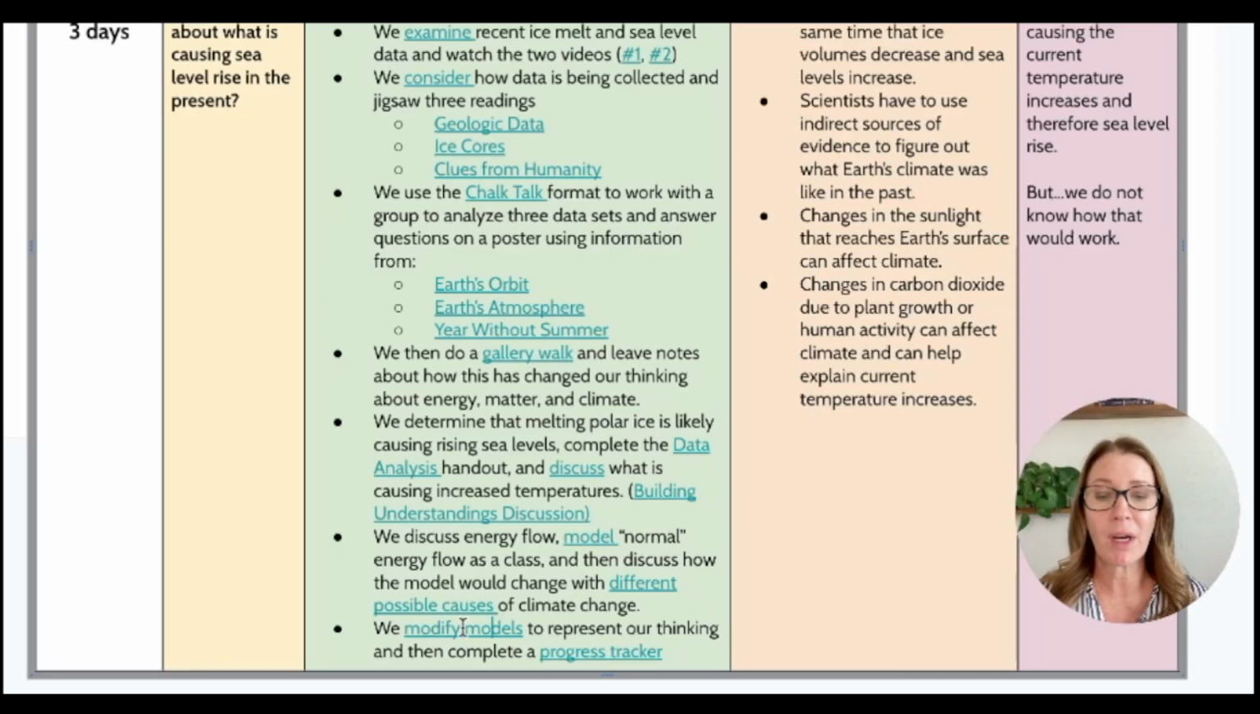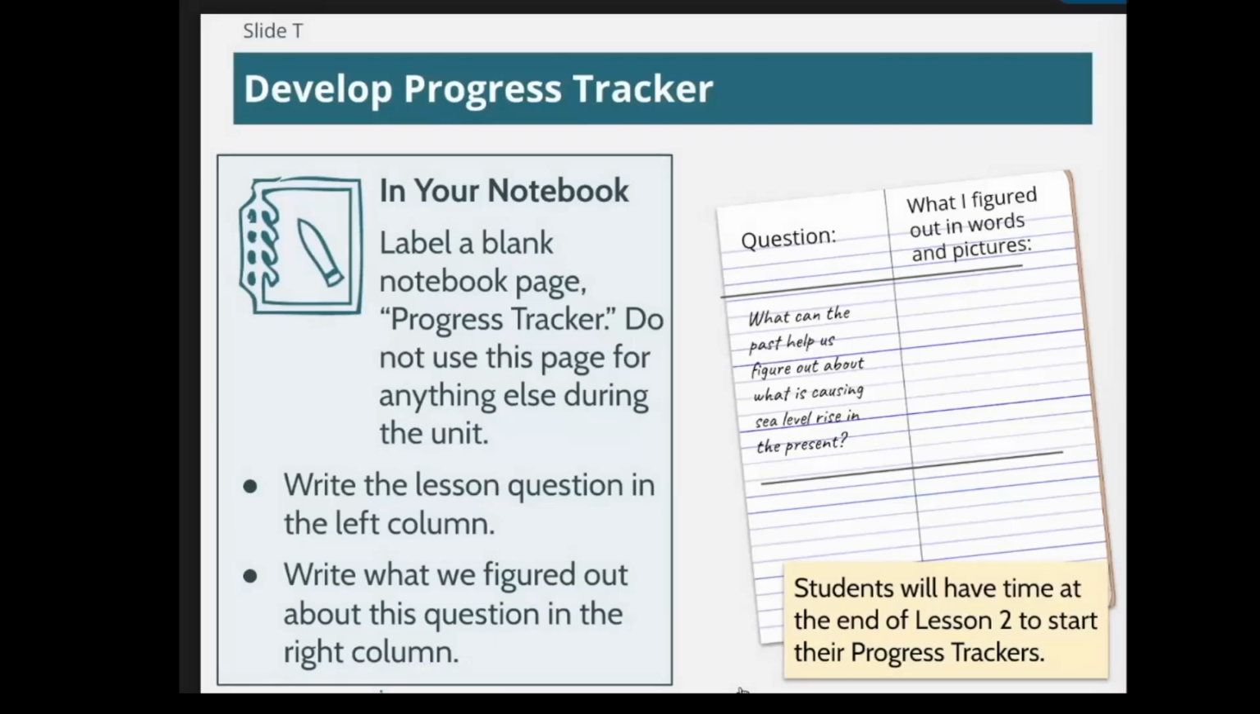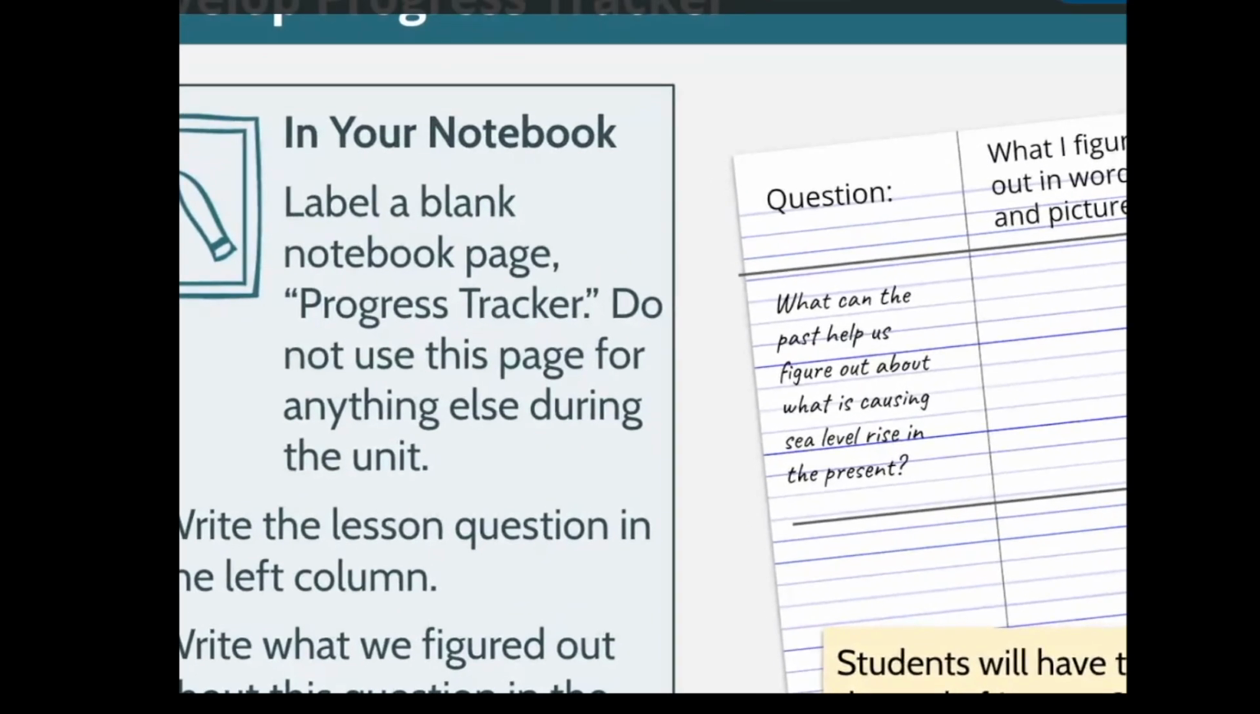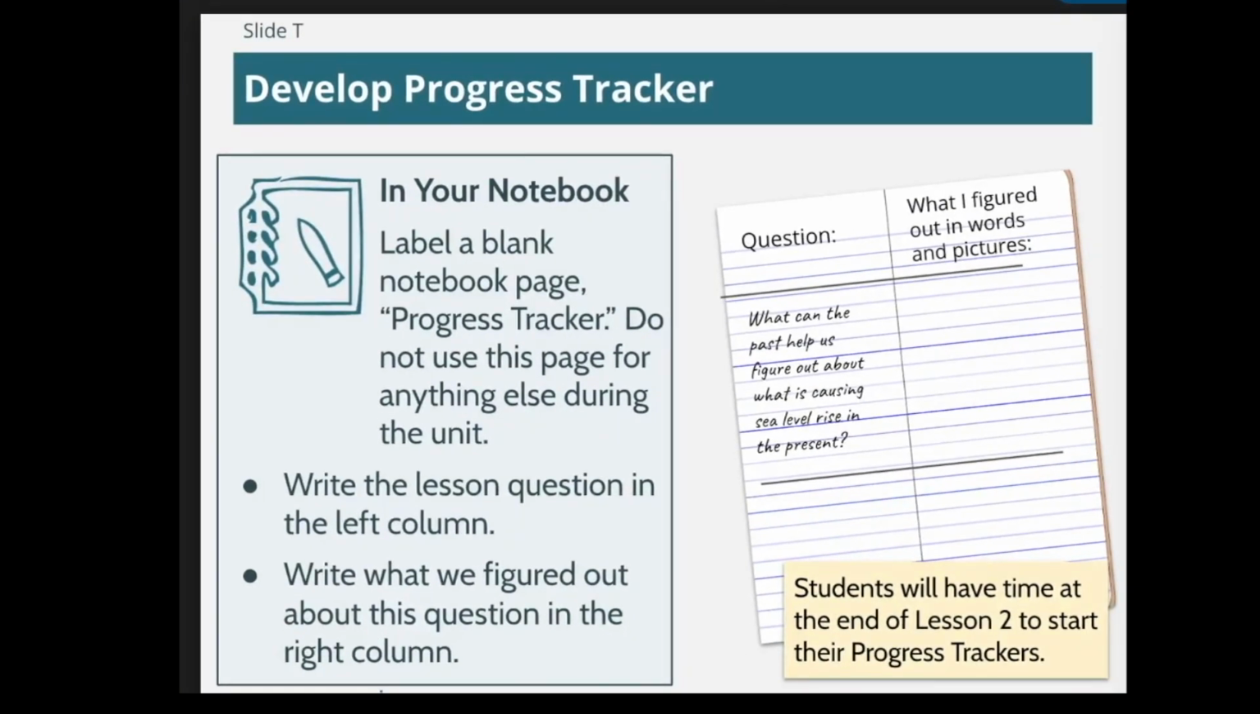Okay, and so once we modify our models, we're going to represent our thinking in a progress tracker. And again, I've shared with people before that this can happen in 2 ways. At the beginning of a unit, it might be helpful to kind of model what it's like to put ideas in a progress tracker. You can do this under a document camera. There is an answer key that you can use to guide you in filling out the progress tracker as you ask students questions and they give you answers. You kind of fill it out together.